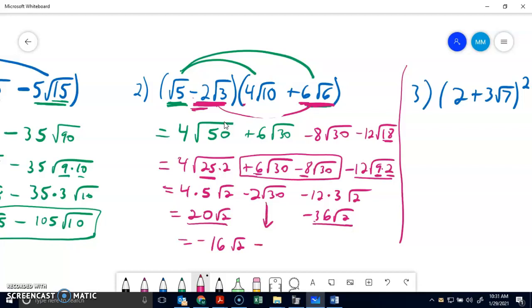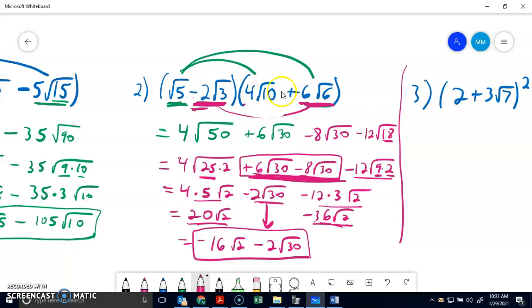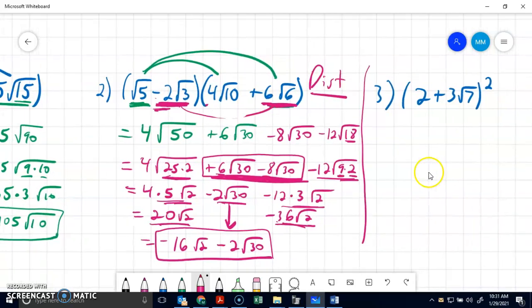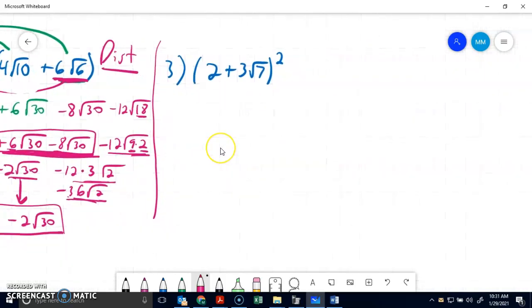And I also have this middle term that I already combined, negative 2 square roots of 30. So the middle terms were like terms, and I combined those. Once I broke down the outside terms, those were also like terms, and I combined those. Final answer. So we have 3 concepts here: distributive property, we also had to break down these square roots, and then I also had like terms that needed to be combined. So we're using 2 of the properties from last week plus the distributive property at the beginning.